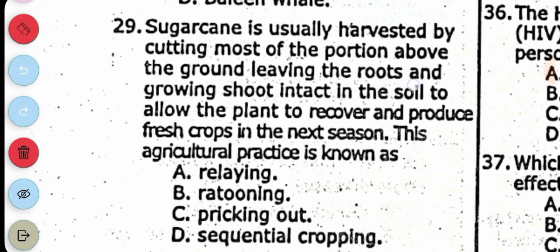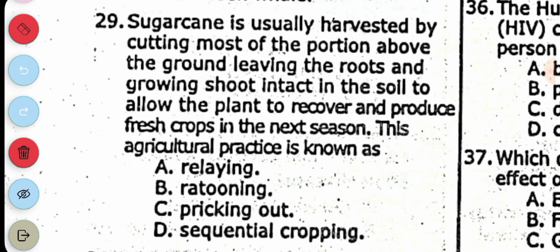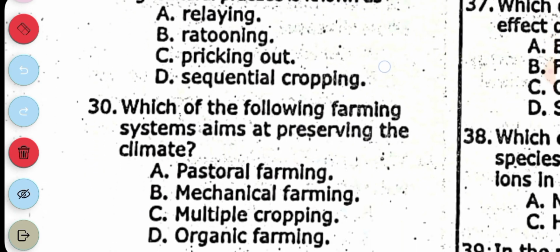Question 29. Sugarcane is usually harvested by cutting most of the portion above the ground, leaving the roots and growing shoots intact in the soil to allow the plant to recover and reproduce fresh crops in the next season. This agricultural practice is known as A. Relaying, B. Ratooning, C. Pricking out, D. Sequential cropping. The answer to question 29 is B. Ratooning.